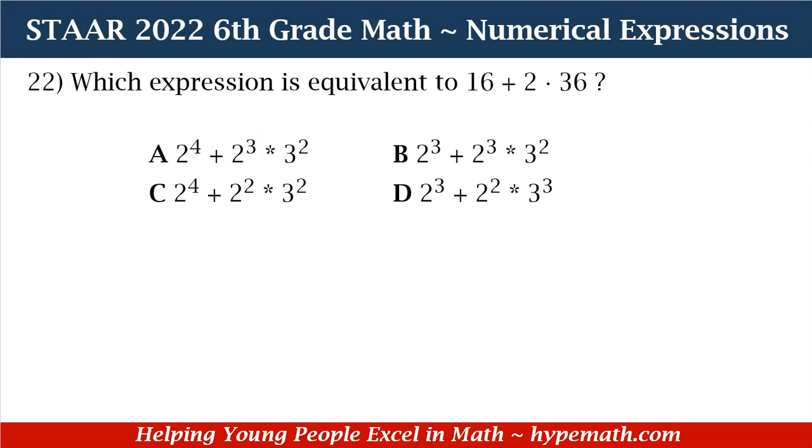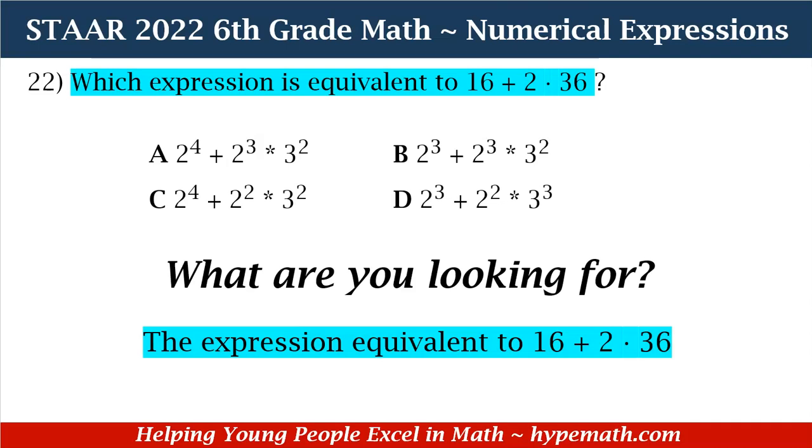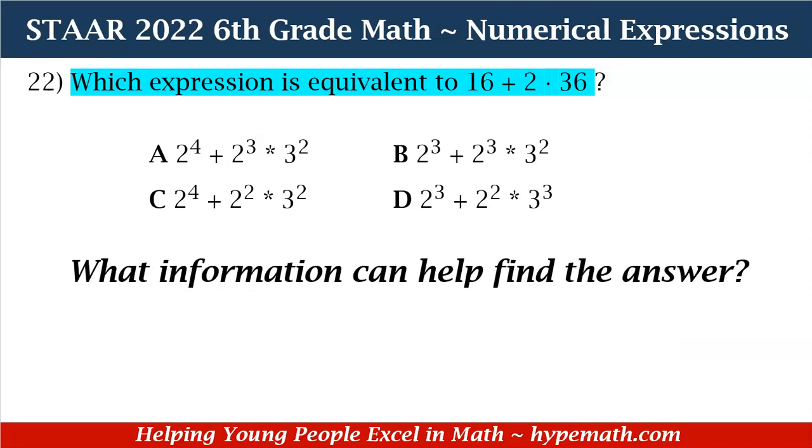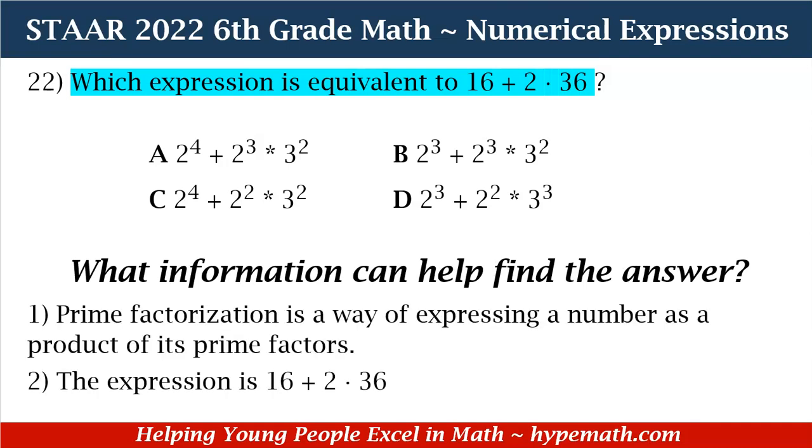The first thing I need to ask myself in order to solve this problem is, what am I looking for? I'm looking for the expression equivalent to 16 plus 2 times 36. Now that I know that, my next question is, what information can help find the answer? The information that can help is, number 1, that prime factorization is a way of expressing a number as a product of its prime factors, just like we just reviewed, and also that my expression is 16 plus 2 times 36.